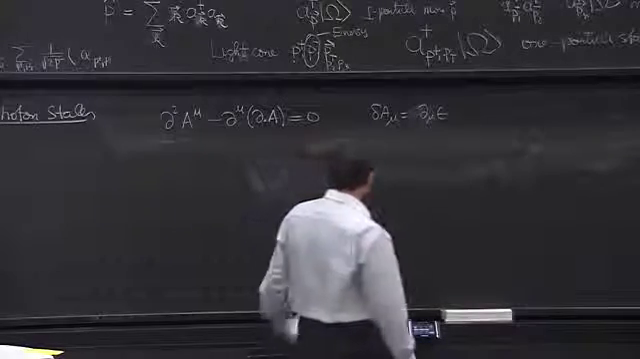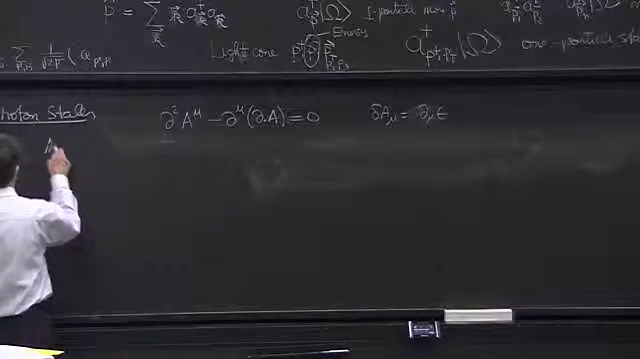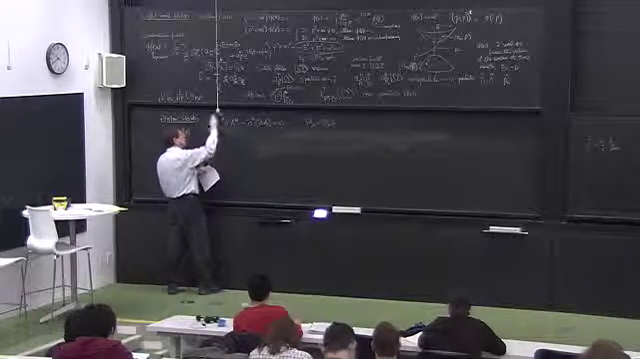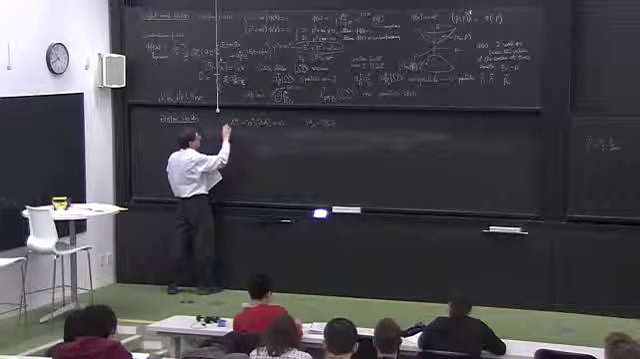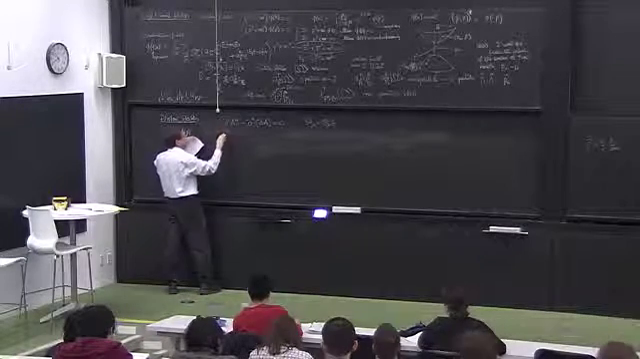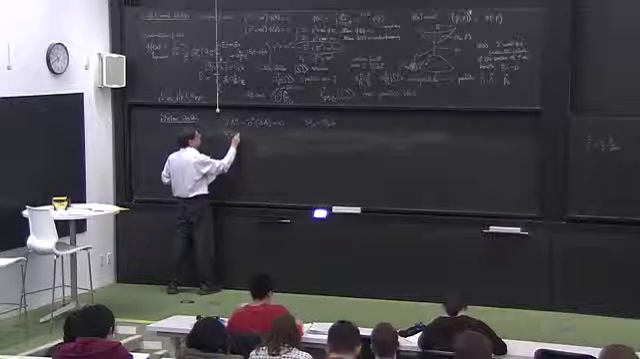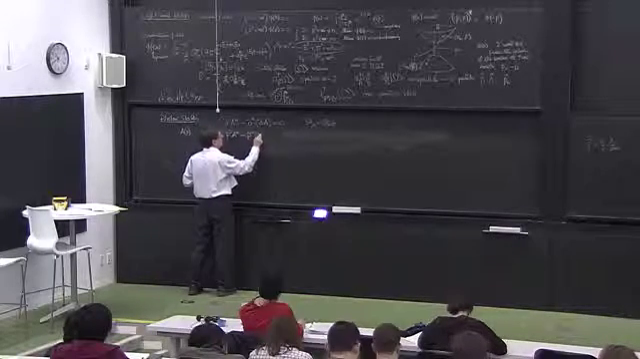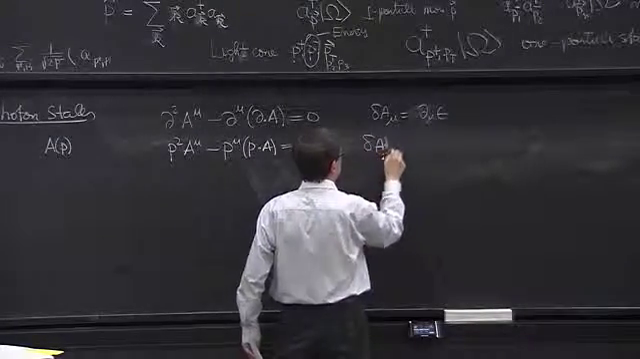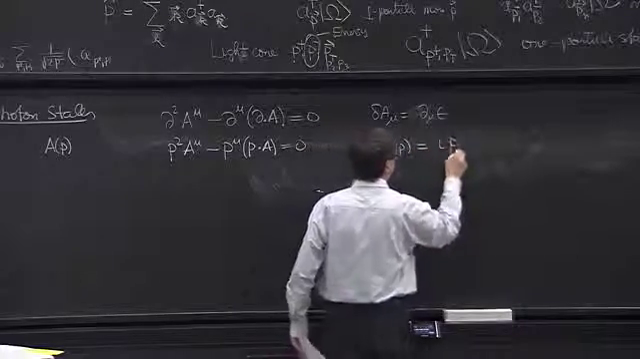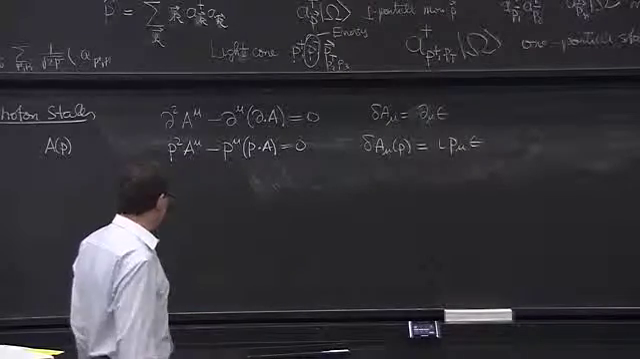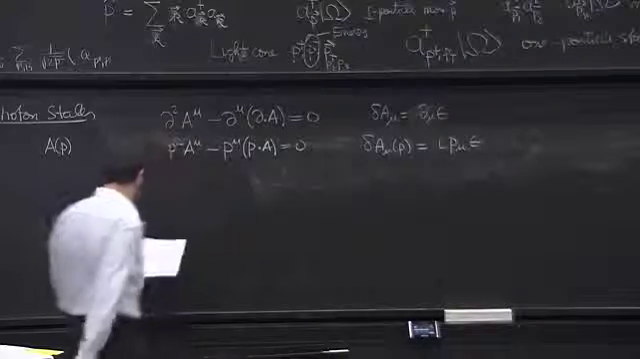Now, if you go to Fourier space, so you introduce A of P, you Fourier transform. Here you have two derivatives, so the i's times the signs have the same effect on both terms. You are differentiating the Fourier transform. So this becomes P squared A mu minus P mu P dot A equals 0. And this actually becomes delta A mu of P equals i P mu epsilon, because a partial derivative brings down an iP. And this is an invariance of this equation.